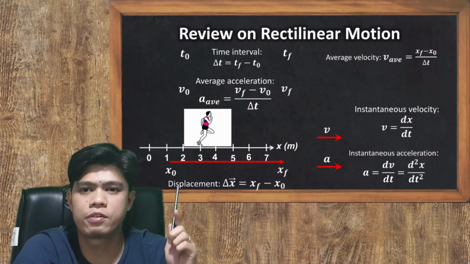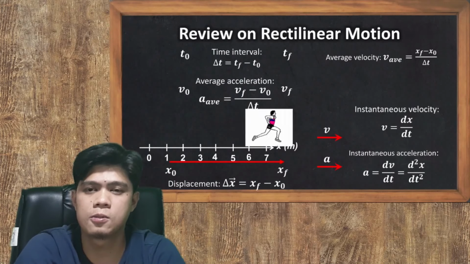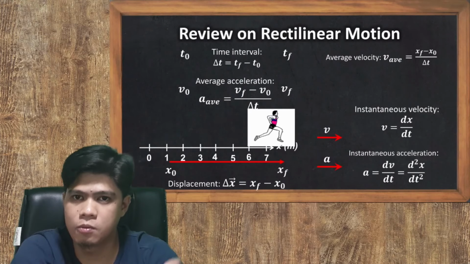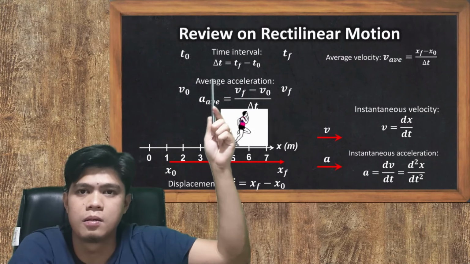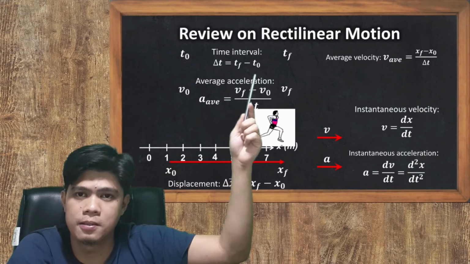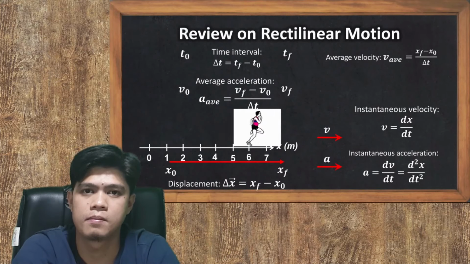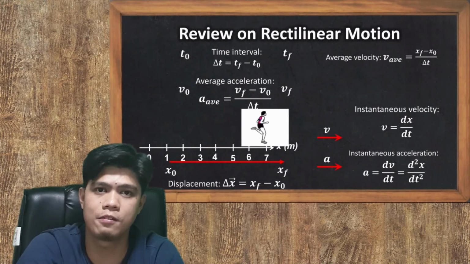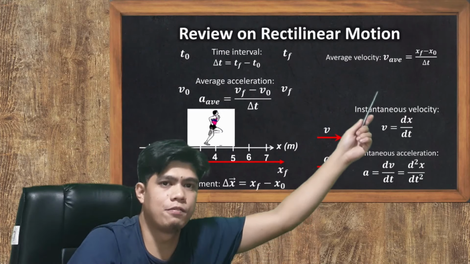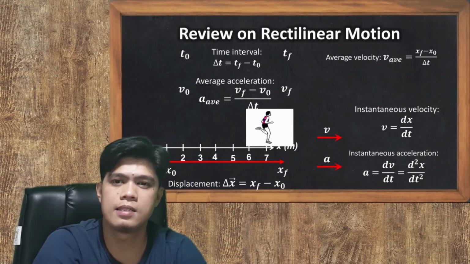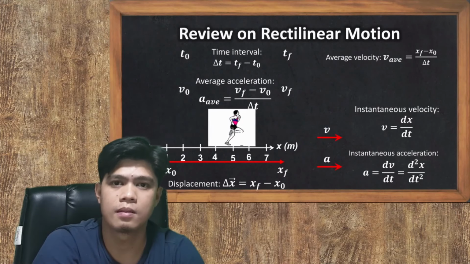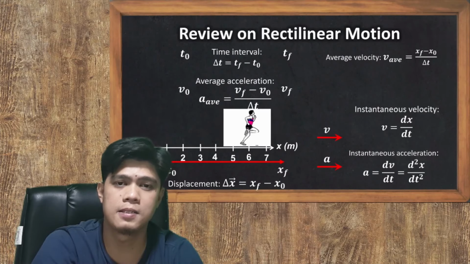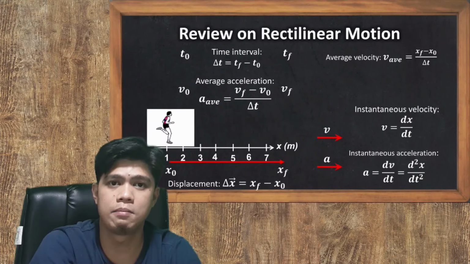Now, when a person moves from x naught to x final, it consumes time. The time it consumes is what we call the time interval delta t, where delta t is equal to t final minus t initial. And if we divide that displacement by the time interval, we have the average velocity. So average velocity is just displacement over time, or delta x over delta t, or x final minus x initial over t final minus t initial.